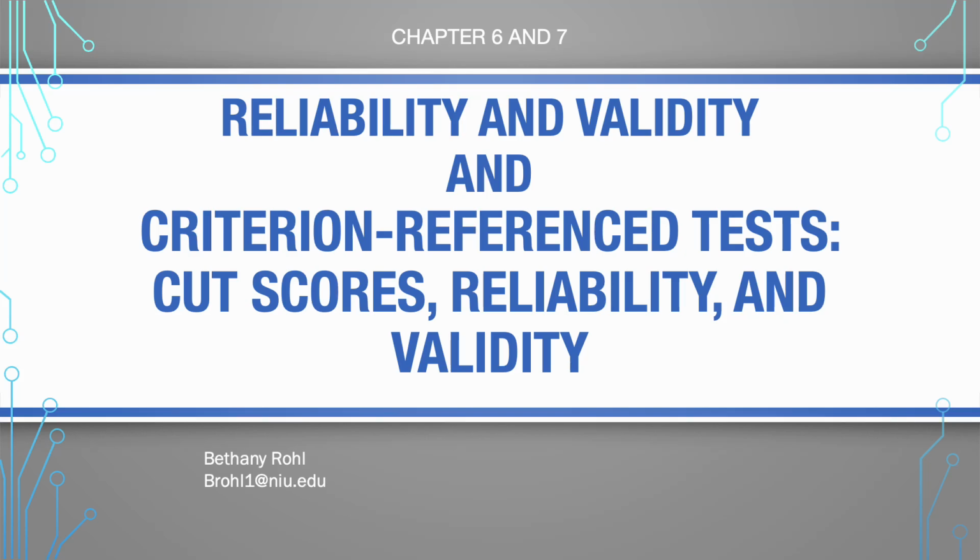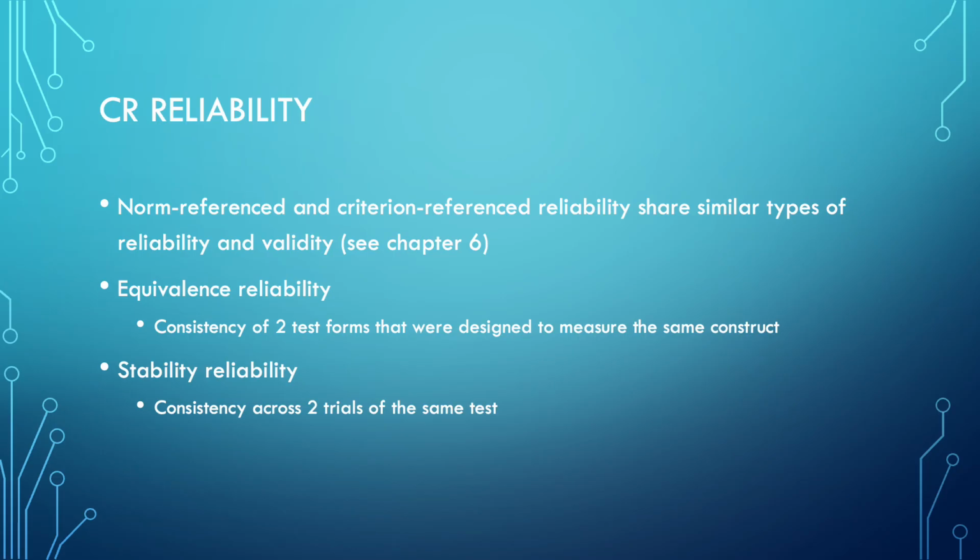This is audio lecture part 4 for chapters 6 and 7, reliability and validity in criterion referenced tests. In part 3, we talked a lot about criterion referenced evaluations. Now we're going to talk about criterion referenced reliability. We have both norm referenced and criterion referenced reliability, and they share similar types of reliability and validity.